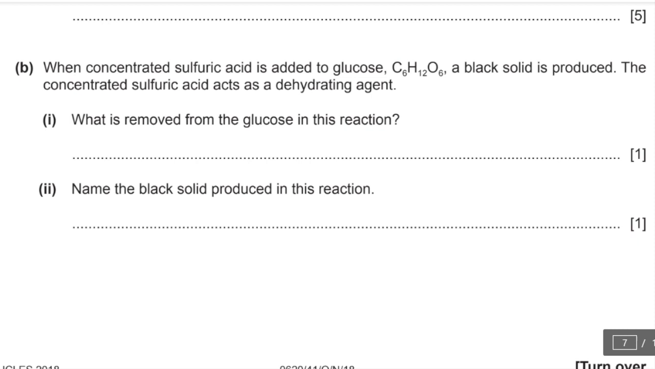B. When concentrated sulfuric acid is added to glucose, a black solid is produced. The concentrated sulfuric acid acts as a dehydrating agent. Since sulfuric acid is acting as a dehydrating agent, it removes the water molecules, or the hydrogen and oxygen atoms, from glucose, leaving it with only carbon, which forms this black solid. What is removed from glucose in this reaction? Dehydrating glucose removes water from it, and the black solid which remains is carbon.